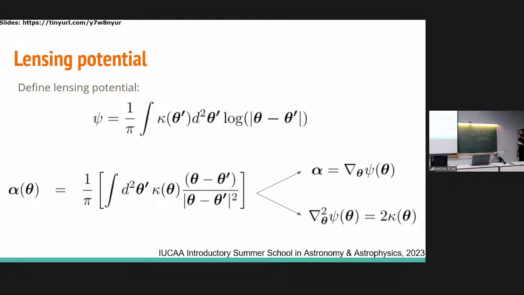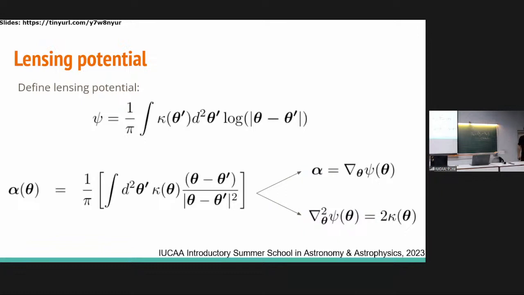Okay. The next thing that you could do is this gradient of a potential will be a vector. Now you can take the divergence of this field so that you get a Laplacian. So you take this psi, you take a Laplacian of this psi, you can show that it will turn out to be 2 times this kappa.